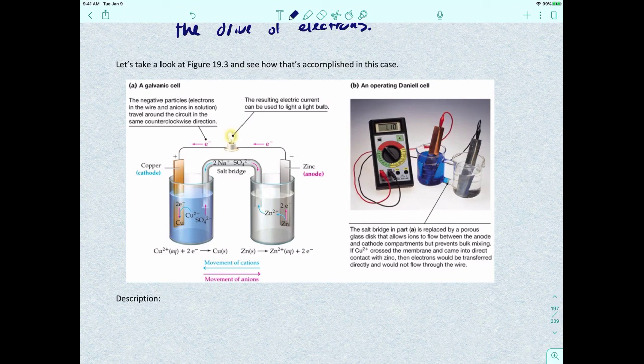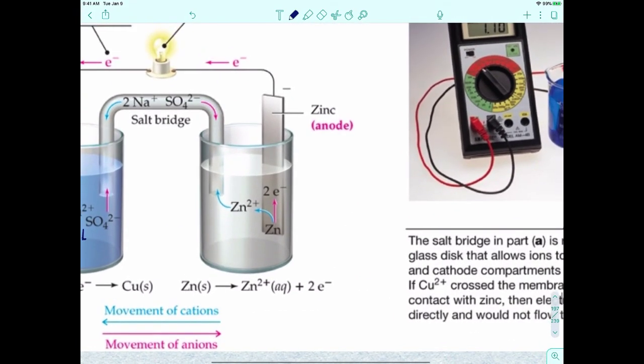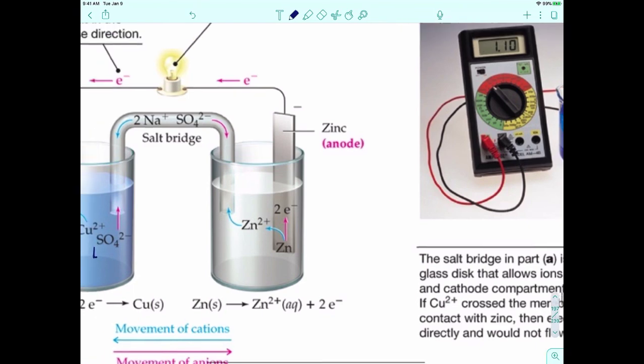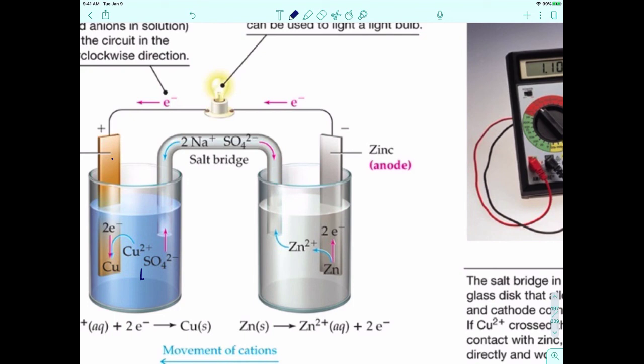You've got a beaker that contains copper 2+ ions, and you've also got a copper cathode. So that's one beaker. You've got another beaker that contains solid zinc, and that's your anode, and that's got a solution of zinc 2+ ions. We've got a wire that's connecting the zinc anode to the copper cathode. And on this wire, in between the anode and the cathode, we've got a light bulb. So once we make a complete circuit, that light bulb is going to turn on and burn bright.